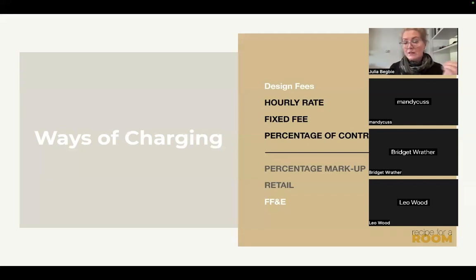So as designers, we tend to operate in two different modes. We have a mode of designing and we have a mode of supplying. And the way we charge for each of those different modes of business is subtly different.